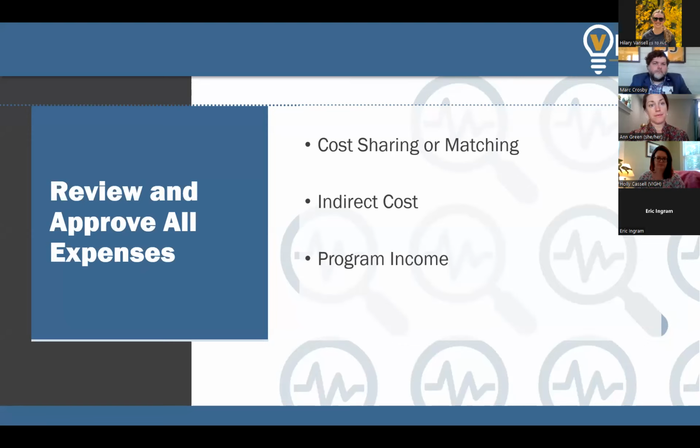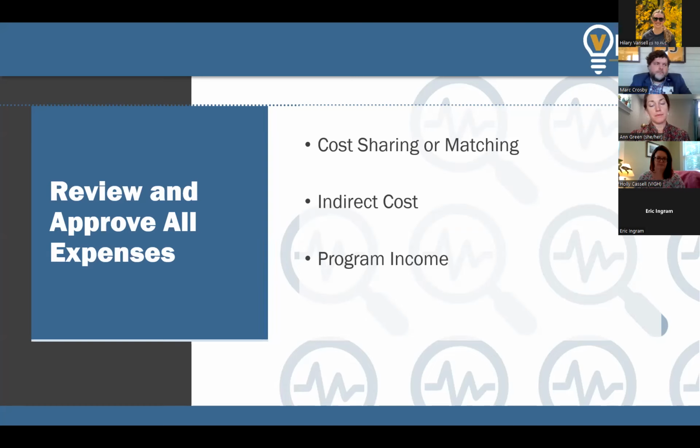And so you would need to keep track of the required match during the budget period. It's something else that you don't want to wait till the end of the closeout to be looking at. Be mindful of the required match that's in the contract or grant and keep track of that.